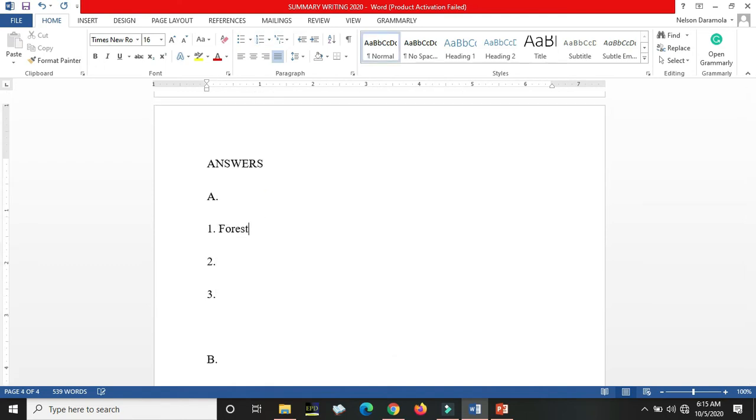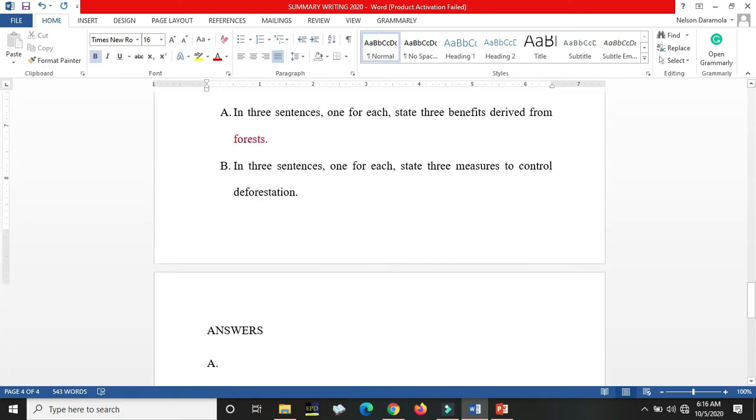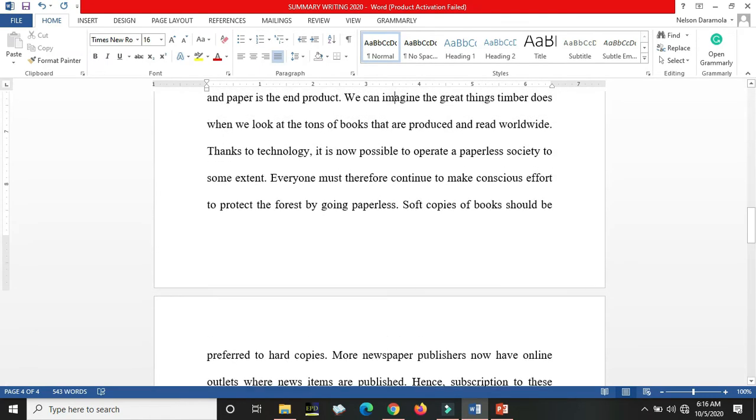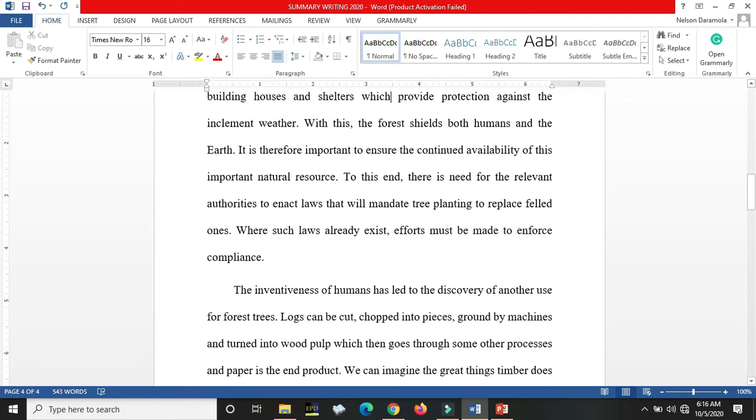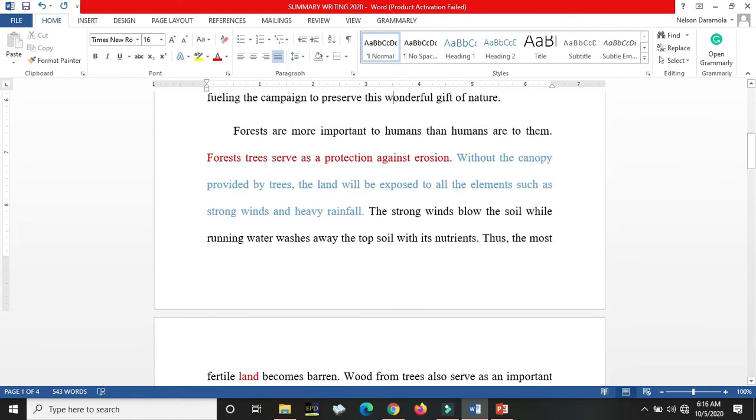Forests. Okay, forests protect lands against erosion. Now that is what the writer has just told you here. That is what we have here clearly written, but we can't write it this way. Although the writer has said forest trees serve as a protection against erosion.